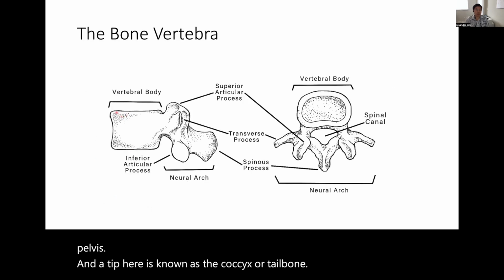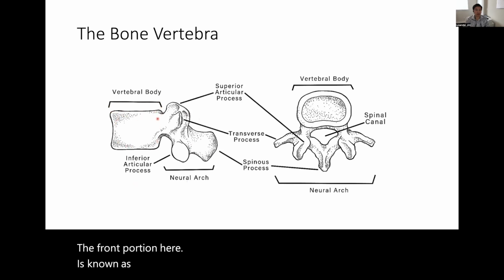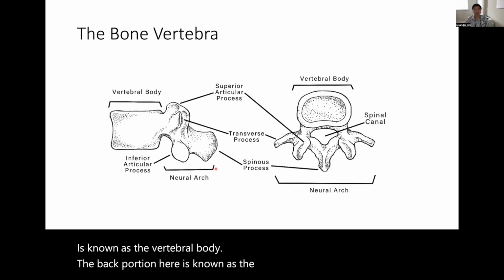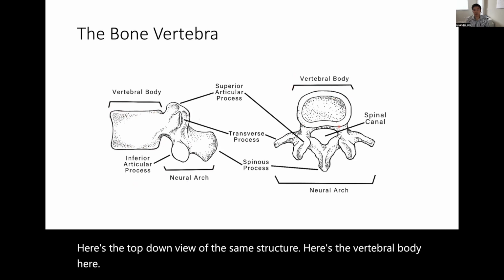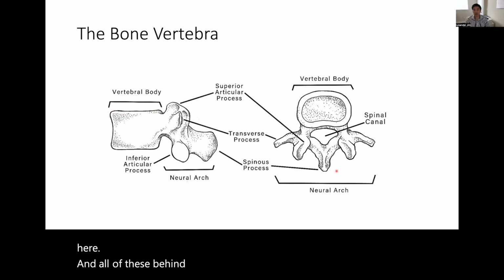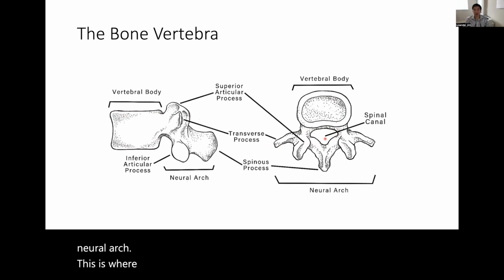Here's a deeper look at the bone known as the vertebra. The front portion here is known as the vertebral body. The back portion here is known as the neural arch. Here's a top-down view of the same structure. Here's the vertebral body here, and all of these behind it is known as the neural arch. You'll see there's this hole here behind the vertebral body formed by the neural arch. This is where the spinal cord and spinal nerves run and is known as the spinal canal.